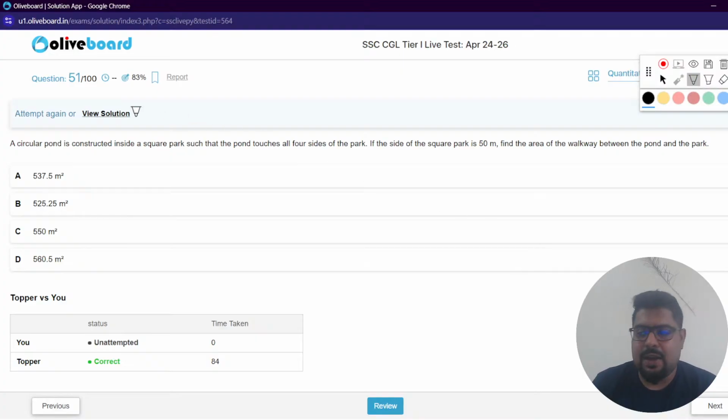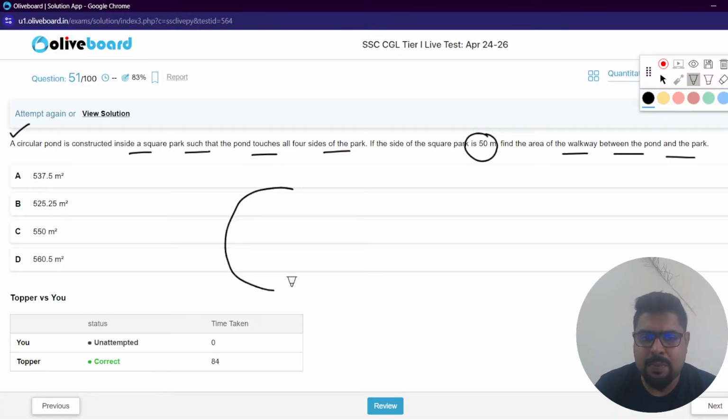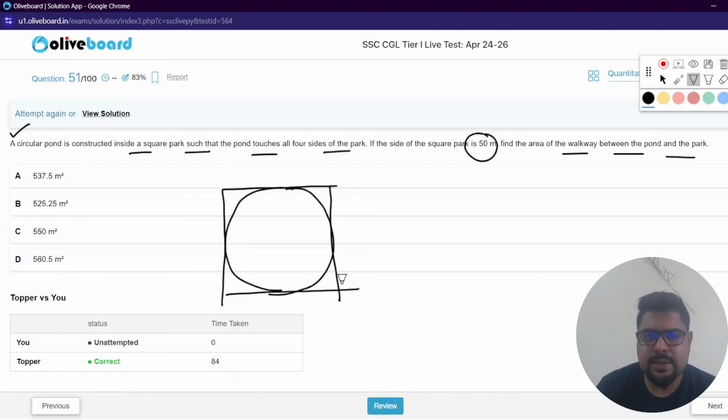The first question is this one. A circular pond is constructed inside a square park such that the pond touches all four sides of the park. If the side of the park is this, find the area of the walkway. So the circular pond touches all four sides, so it looks something like this, and this is the square. They are saying the side is 50 meters.